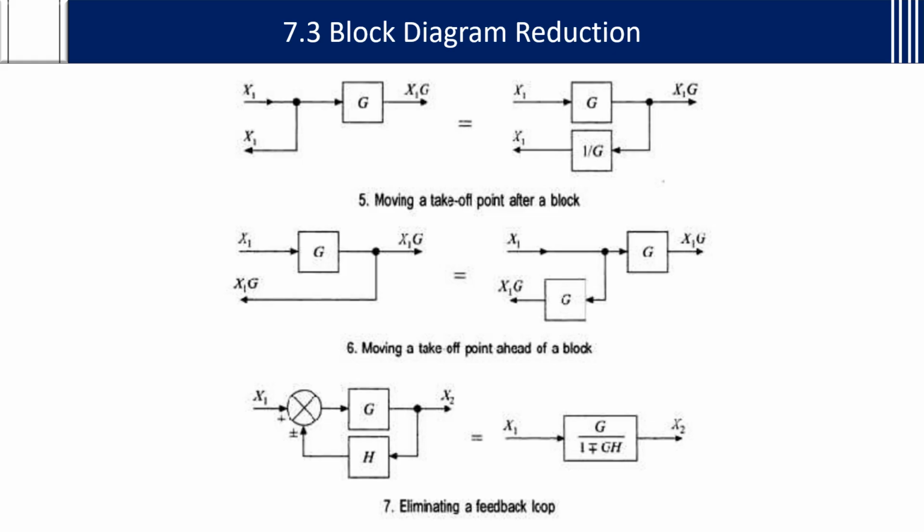When shifted in the block diagram from left to right and right to left, how to change? This is very important. It will affect the whole final transfer function. Then eliminating feedback from the loop. If you want to eliminate the feedback from this loop, then we take the transfer function G by 1 plus or minus GH, which is what we have seen with the proof.